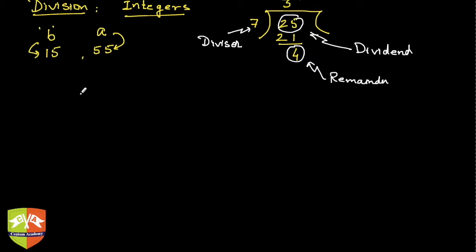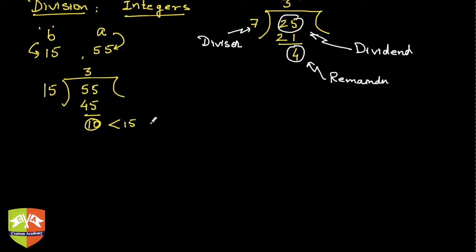Now, when I try to divide 55 by 15, do you think I'll get a remainder of 0? Clearly our understanding of division says that we will not get 0 as the remainder in this case. Why? Because 55 doesn't find a position in the tables of 15. If we go by the standard long division method, 15 times 3 is 45, and we get a remainder of 10. Can we go further and divide it? If we are restricting ourselves to the realm of integers, then we cannot, because the moment I get a number which is less than 15, I stop. This is what we have learned so far.